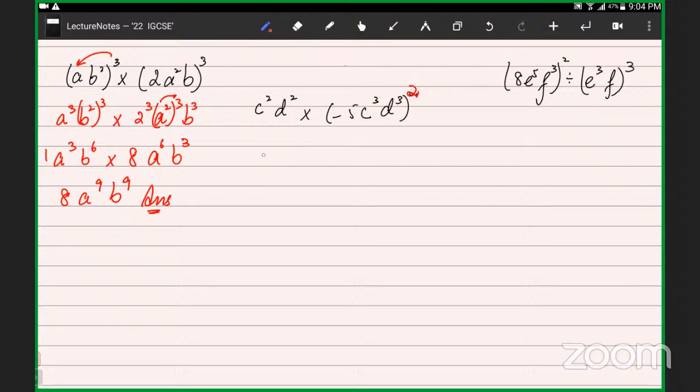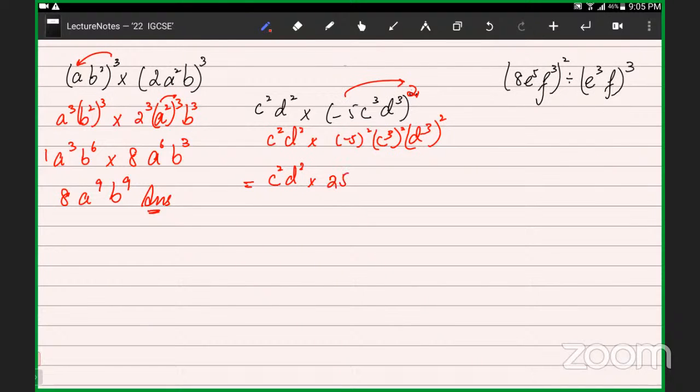Okay. So for the next question, it says c square d square into minus 5 square, c cube power to d cube square. So that is going to be c square d square into minus 5 square will be 25, because we know that if the power is on the total, it comes on everything.